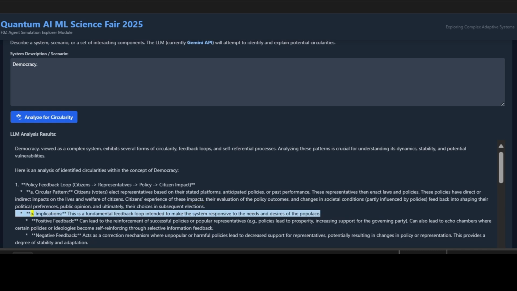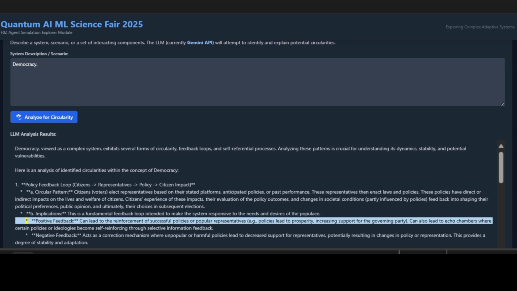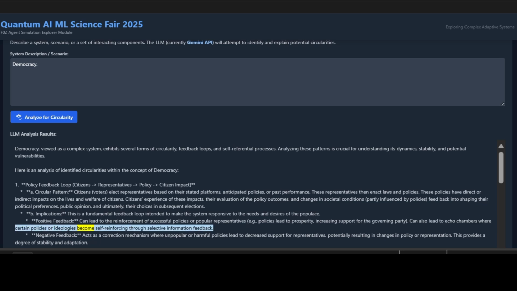B. Implications. This is a fundamental feedback loop intended to make the system responsive to the needs and desires of the populace. Positive feedback can lead to the reinforcement of successful policies or popular representatives, e.g., policies lead to prosperity, increasing support for the governing party. It can also lead to echo chambers where certain policies or ideologies become self-reinforcing through selective information feedback.